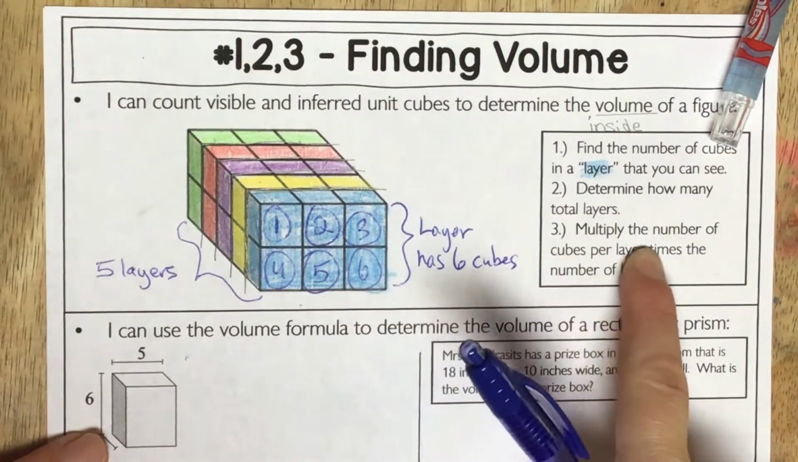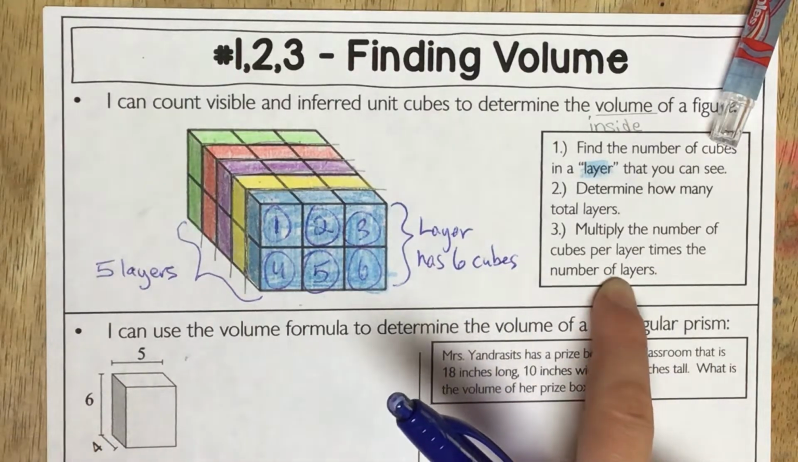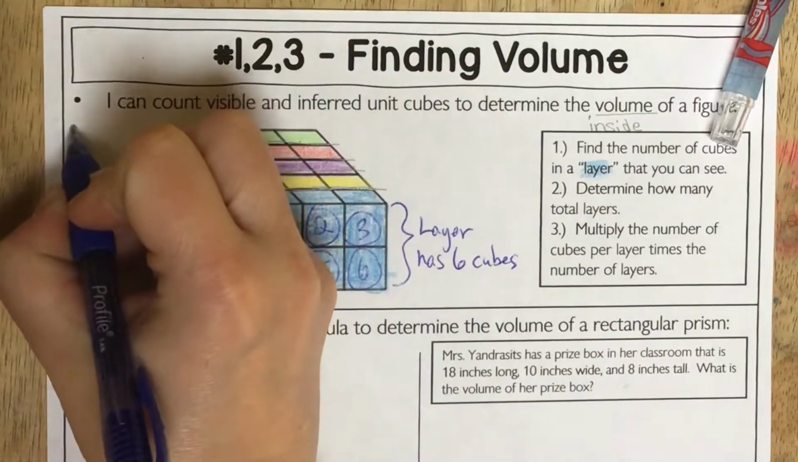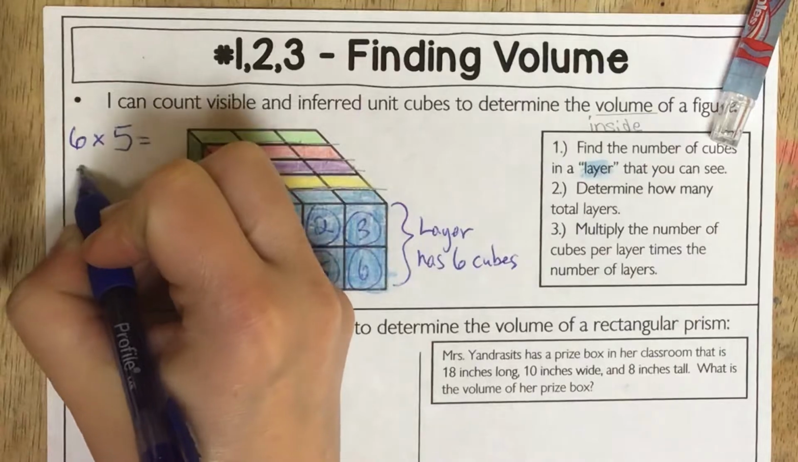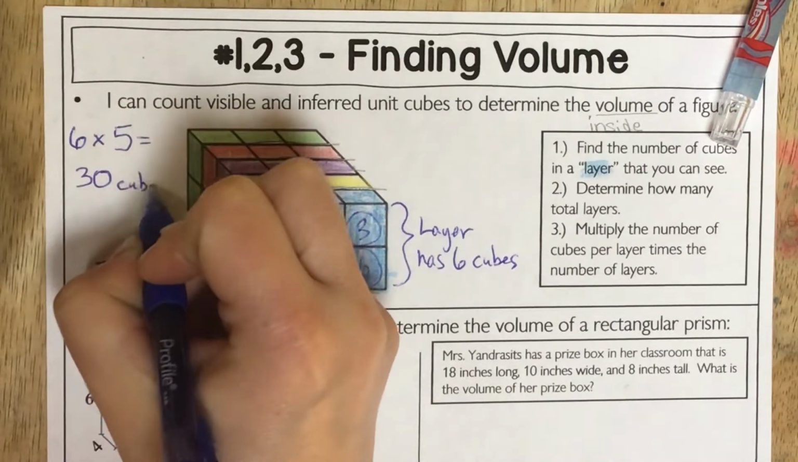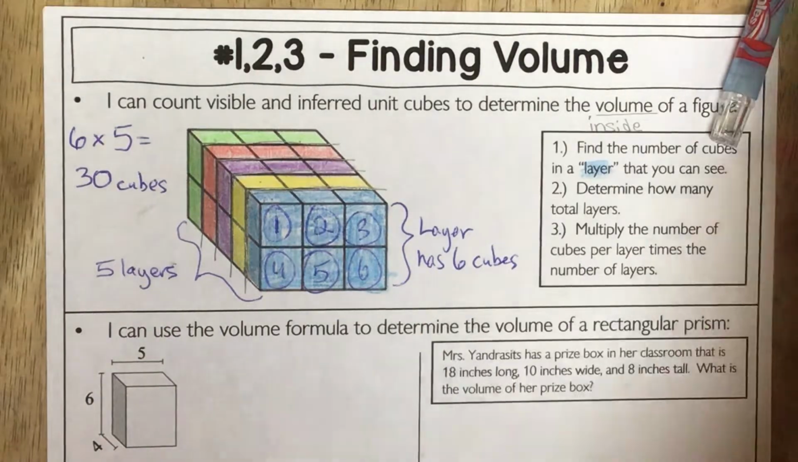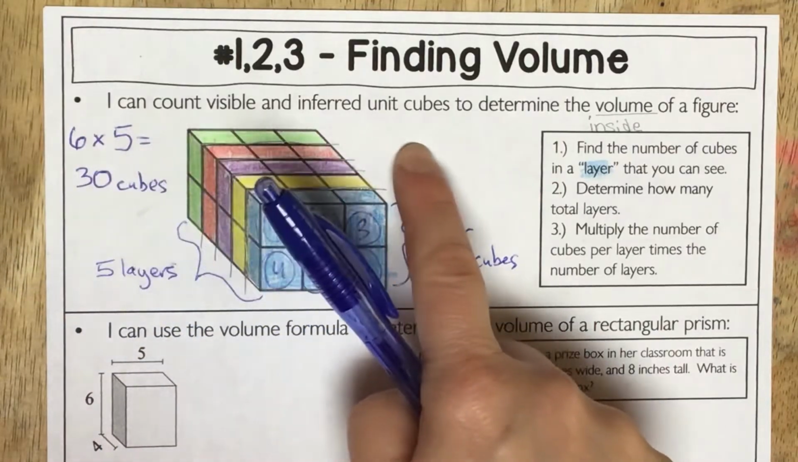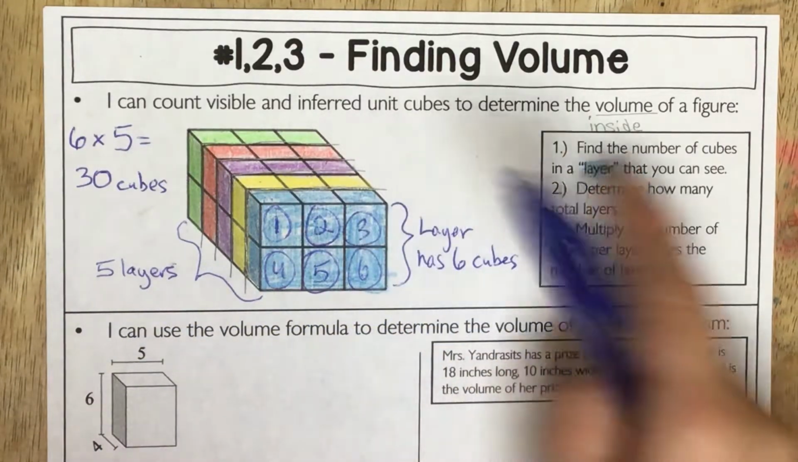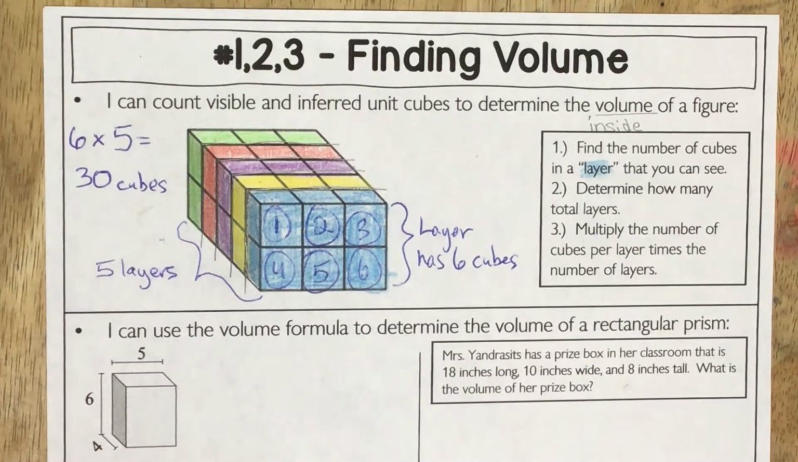Now our job is to multiply the number of cubes per layer times the number of total layers. So if I have 6 cubes per layer and I have 5 layers, then altogether I have 30 cubes in this figure. This is the idea behind concept number 1 that says, I can count visible and inferred unit cubes to determine the volume of a figure. If you need a minute to pause and finish up the notes for this one, go ahead. When you're ready, unpause the video and we'll continue.